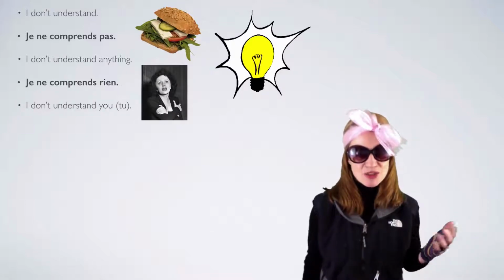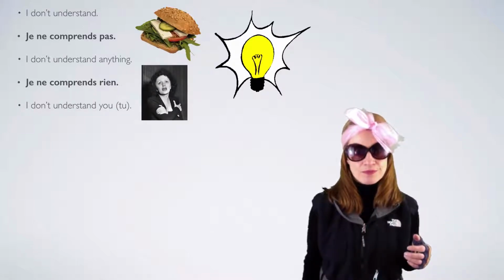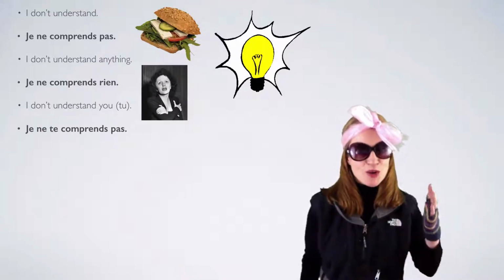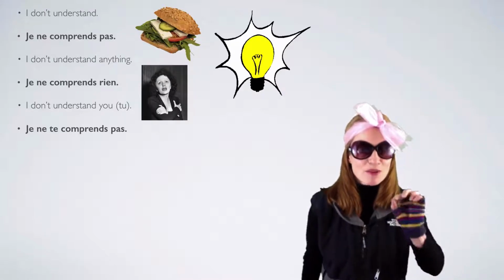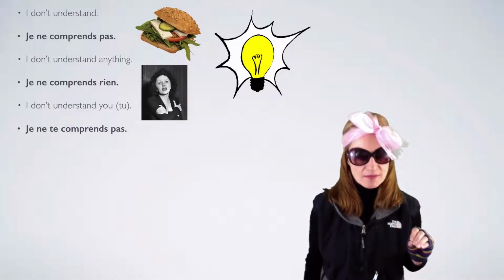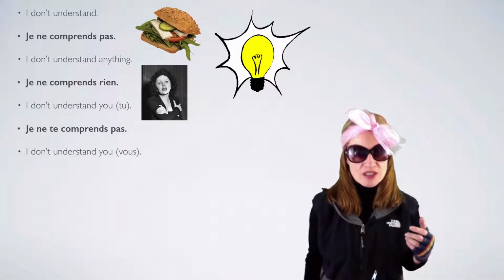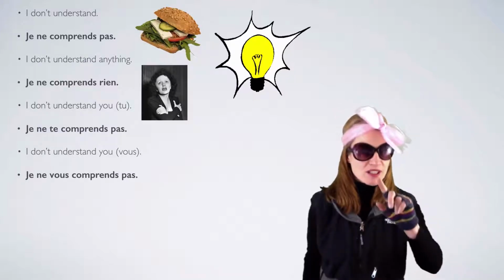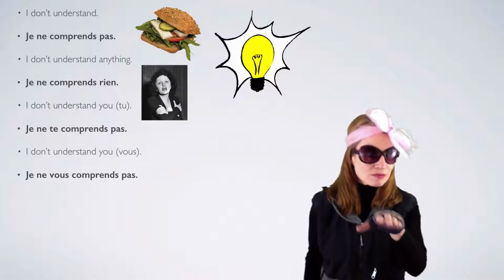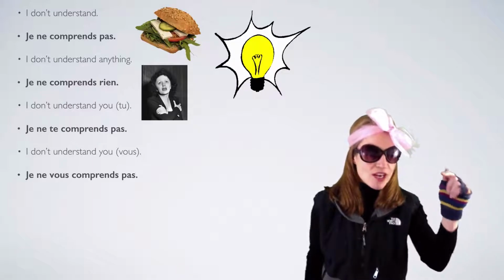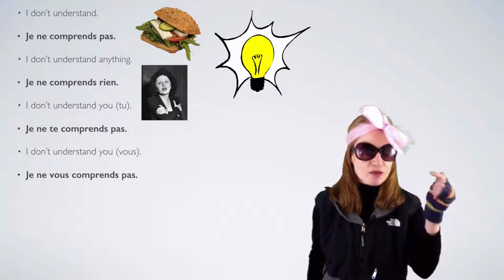I don't understand you, addressing tu. Je ne te comprends pas. So it's a direct object. It goes before the verb in French. That means it goes inside the negative sandwich. It's part of the filling. I don't understand you, addressing vous. Je ne vous comprends pas. Some people will start trying to conjugate the verb now with the vous, but the person who's doing the understanding is the je. It's got to agree with the subject, the person doing the verb or the thing doing the verb.